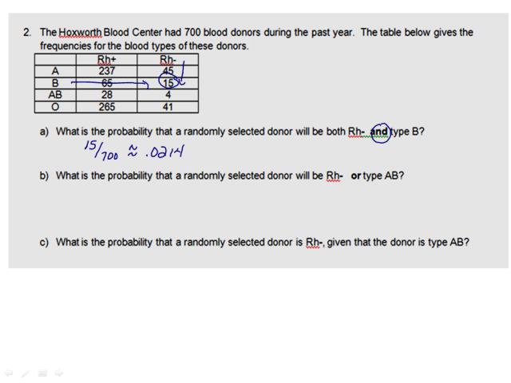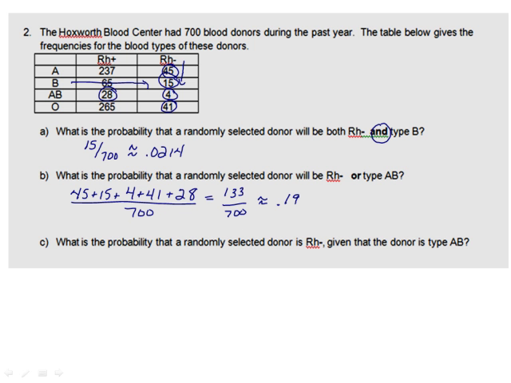Now for the next problem, if we want Rh negative or type AB, then we need to add up all of those that are either in the Rh negative column or the type AB row. But remember, we don't want to count anything twice. So I'm circling all the ones that we want to count, and we're just adding all those together. And if we add all those together, we get 133 divided by our total of 700. That gives us approximately 0.19 as a probability.